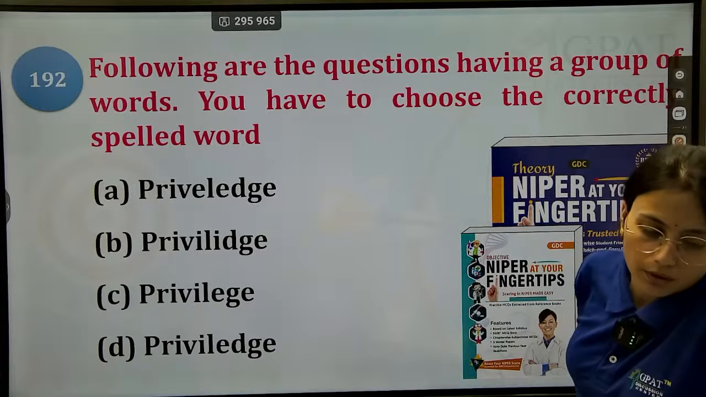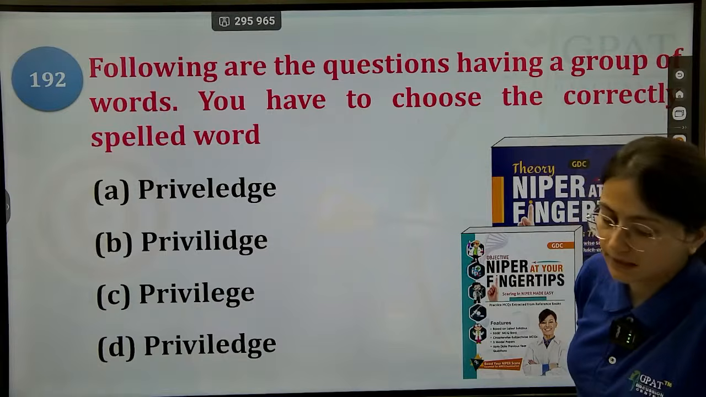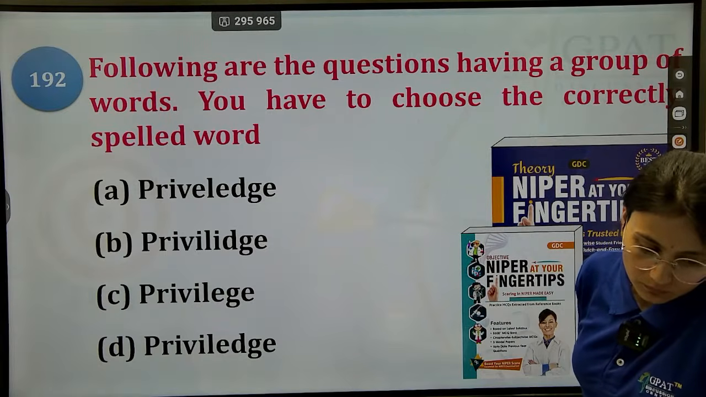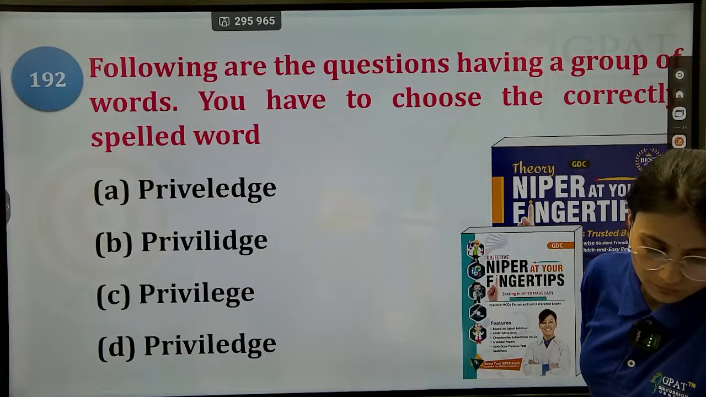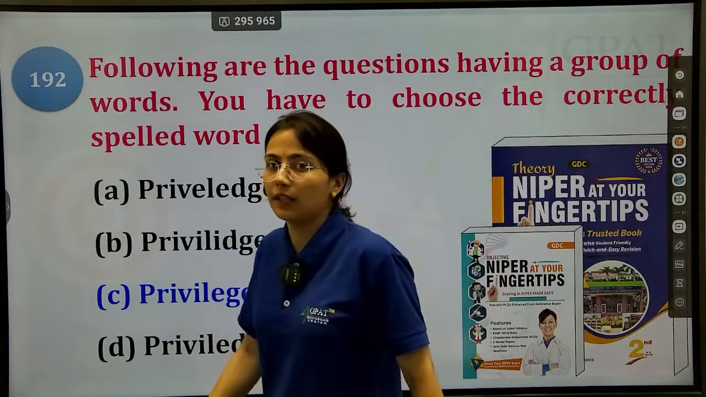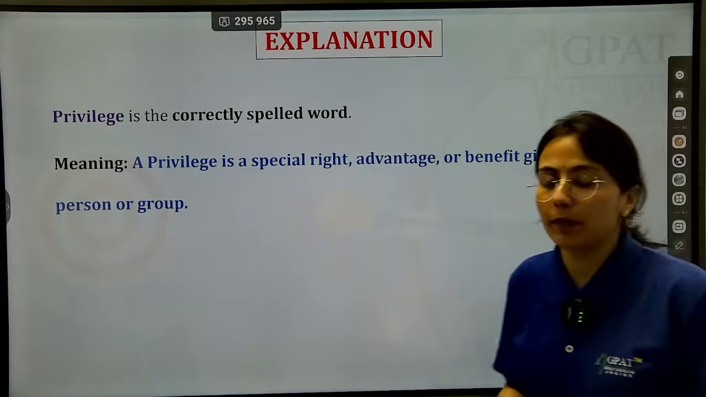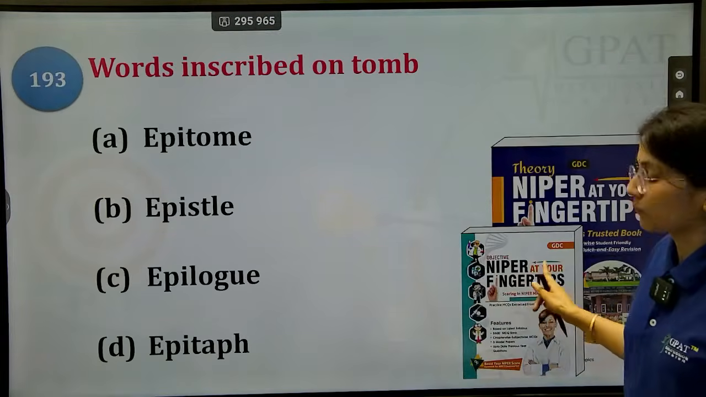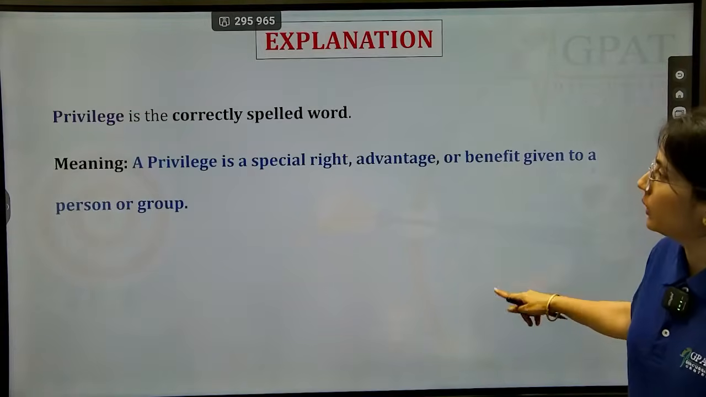Correct spelling for privilege. Which word is correctly spelled? A, B, C, D. So the correct answer is option number C, that is privilege. Privilege, a special right, advantage or benefit given to a person or a group. Okay, option C is correct. Now move to the next question.